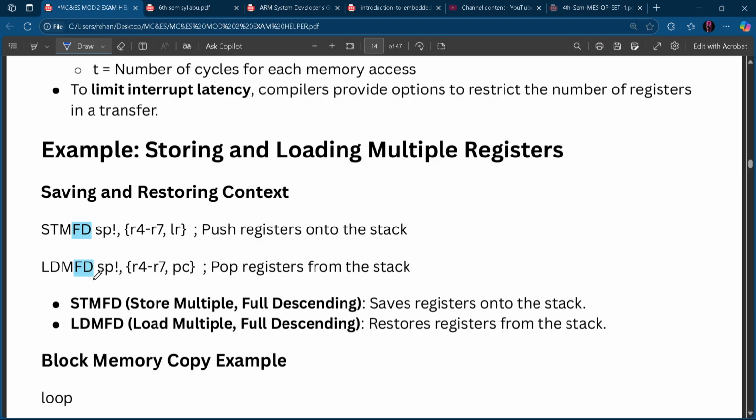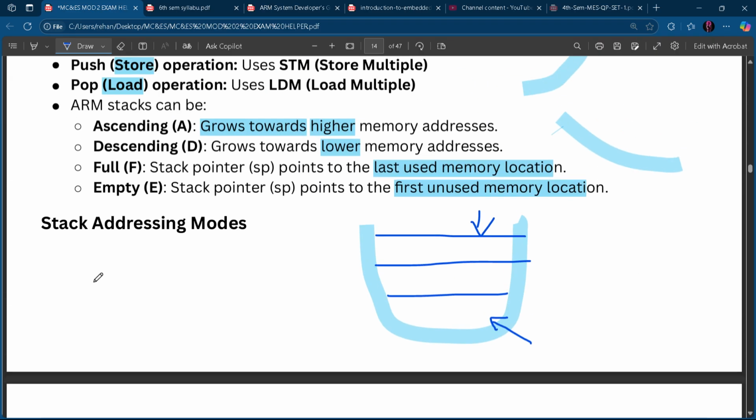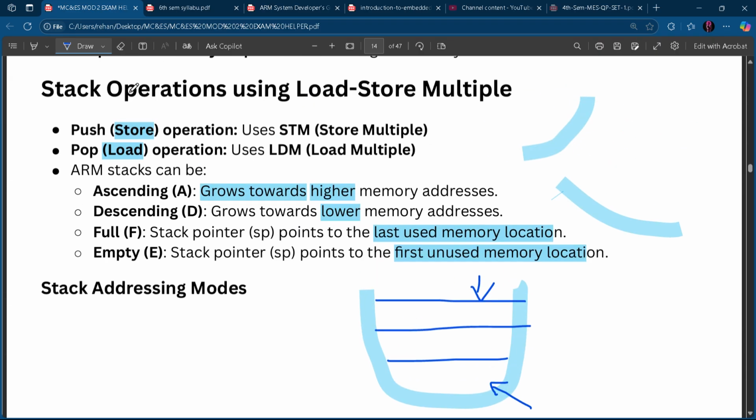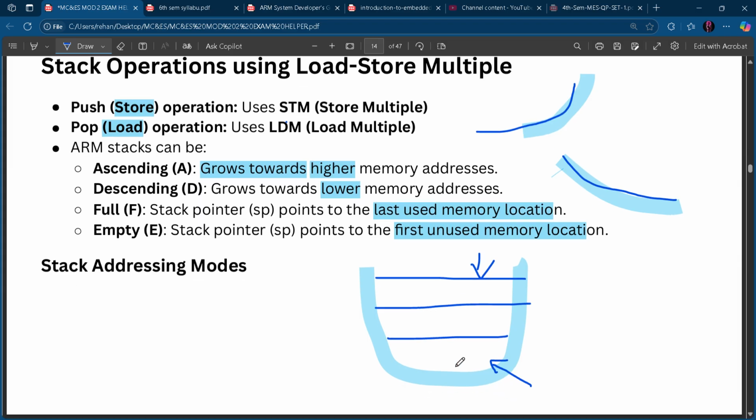This is FD, full descending, full descending. This you will understand once you understand the stack operations. See, push means store, pop means load. Okay, STM pushing, LDM popping. Ascending means going to higher memory. Descending means going to the lower memory. Full and empty. Full means it points towards the topmost memory location, the last one. Empty means it points towards the first memory location.